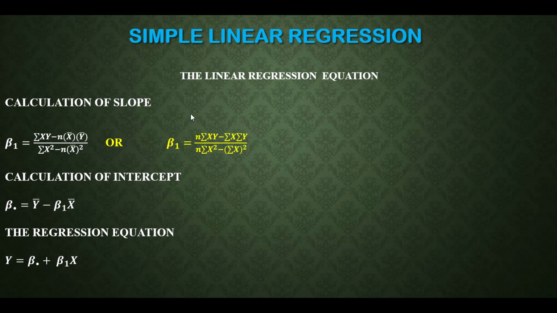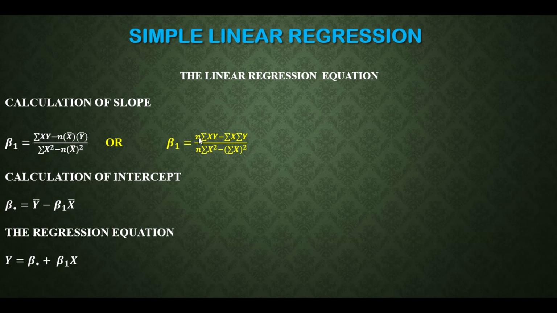Furthermore, in order to calculate the linear regression equation, we have to know all these formulas and how to apply them. For calculation of the slope, we have beta 1 is equal to summation xy minus n times x bar times y bar, all over summation x square minus n times x bar all square. That is, x bar is the mean of the explanatory variable, y bar is the mean of the response variable. Or if we don't want to apply this formula, we can equally use another formula; these two formulae give us the same answer.